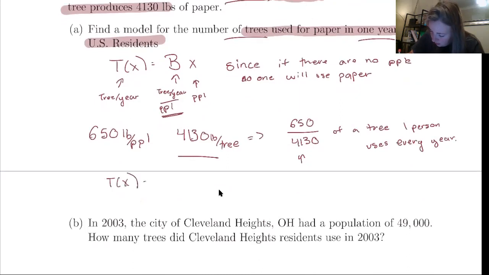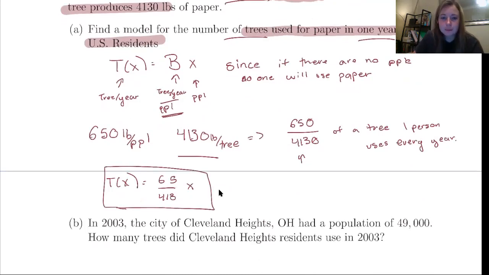Then that's going to be my B. And we can take off a 0 too. So it'll be 65 over 413 times X. And that'll be what I want. Okay.